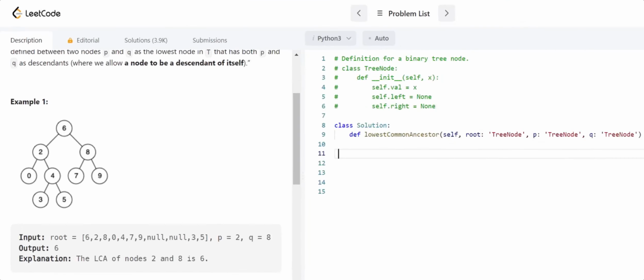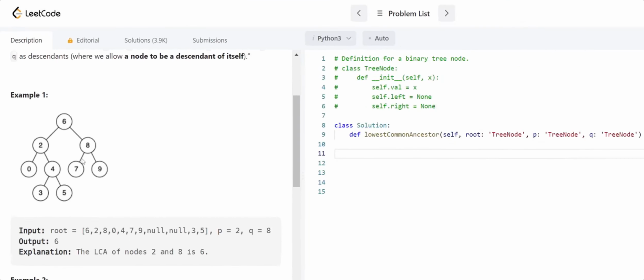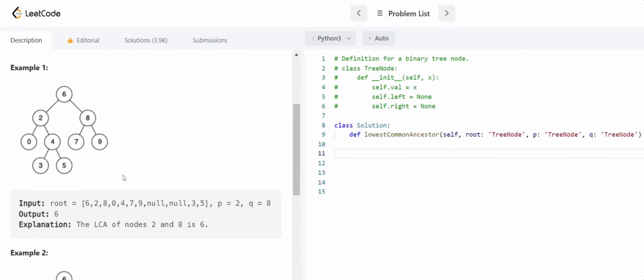Okay. Now, what the question says is that we're given a tree like this, and we're given two nodes P and Q, and we need to find the lowest common ancestor of them. What does that mean? It basically means you need to find the very first common node between the two given nodes. If you have P as 2 and Q as 8, the very first common node both of them have is 6. That will be the lowest common ancestor.